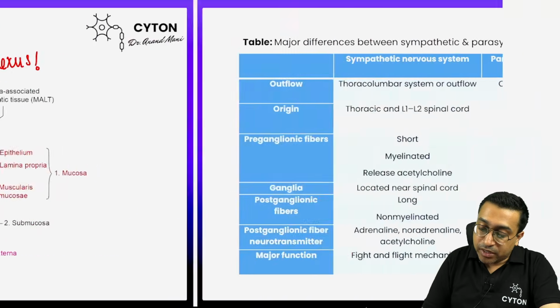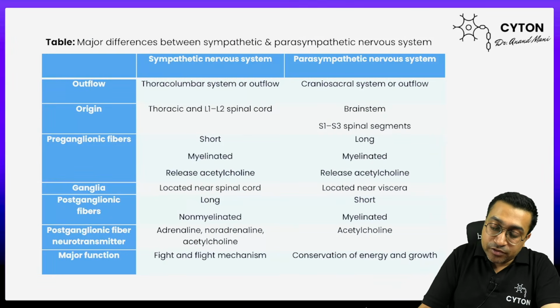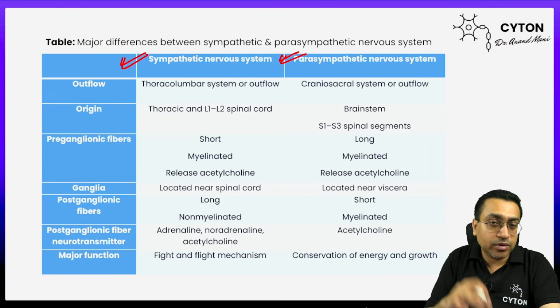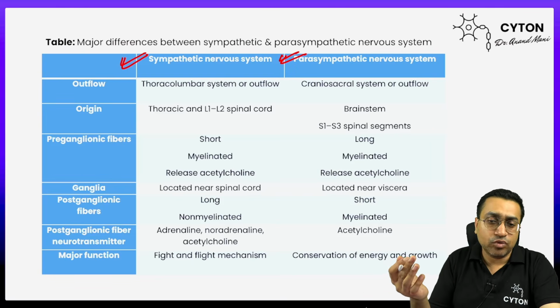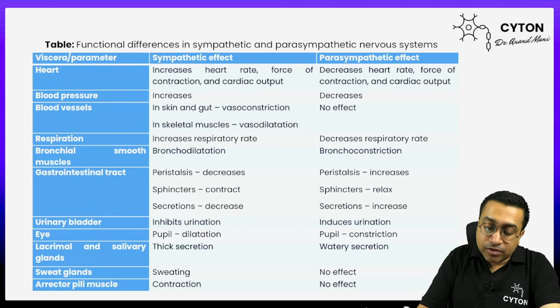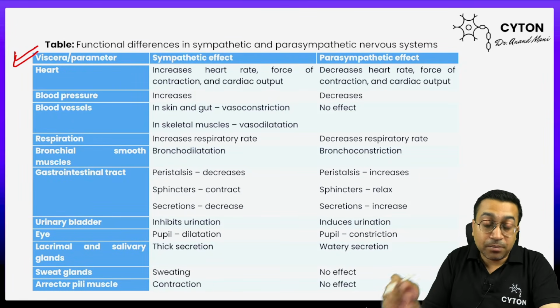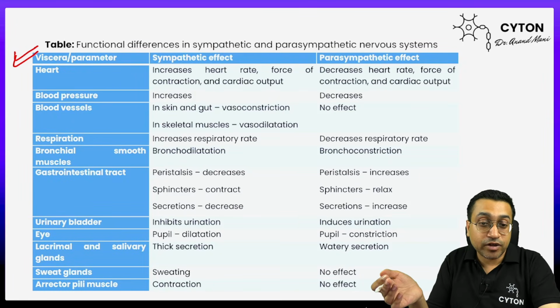Okay, then you have similarly the differences between the sympathetic versus parasympathetic, which you can revise from here or from your Guyton and Ganong as you wish. Then similarly, differences between the sympathetic effect and the parasympathetic effect, which you can revise.